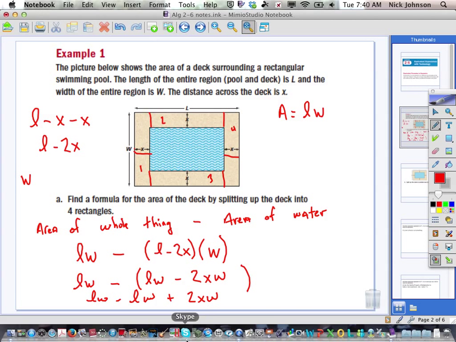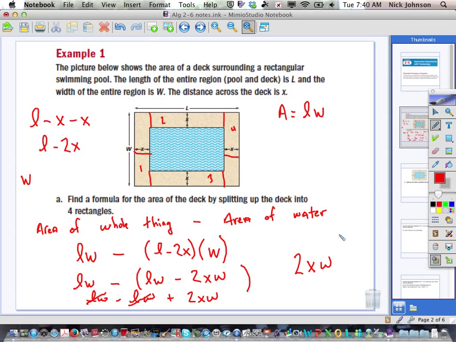Well, you're saying, well, Mr. Johnson, combining like terms, LW minus LW is 0. So all you are left with is 2xW, and that is the area of this region throughout here. Okay?